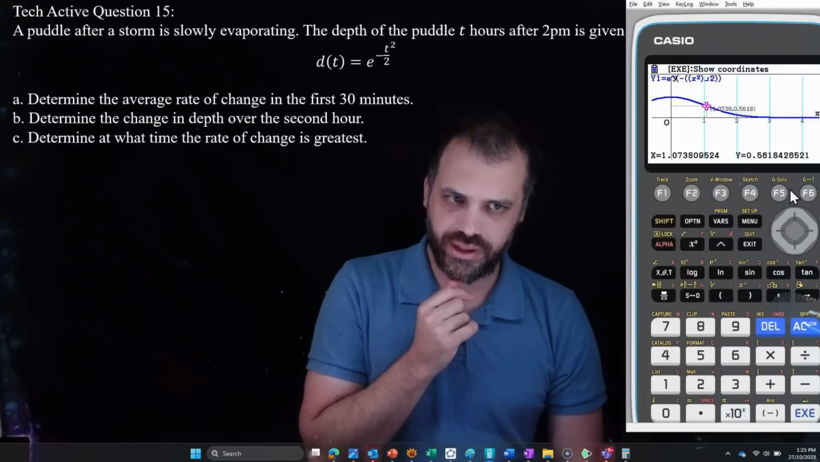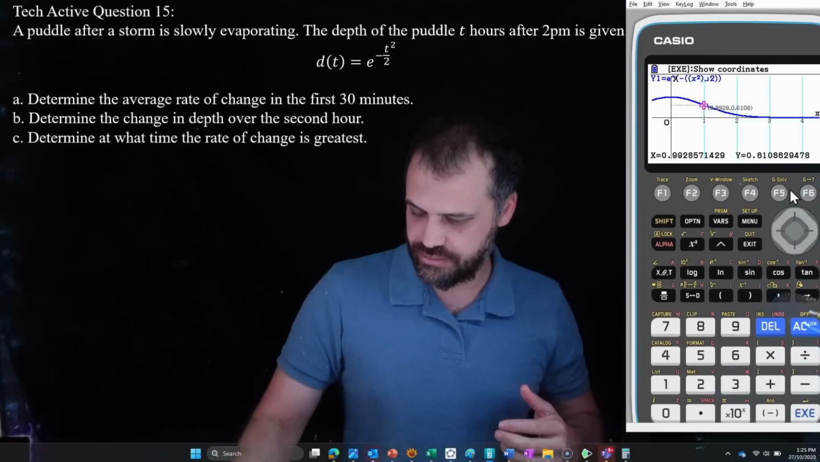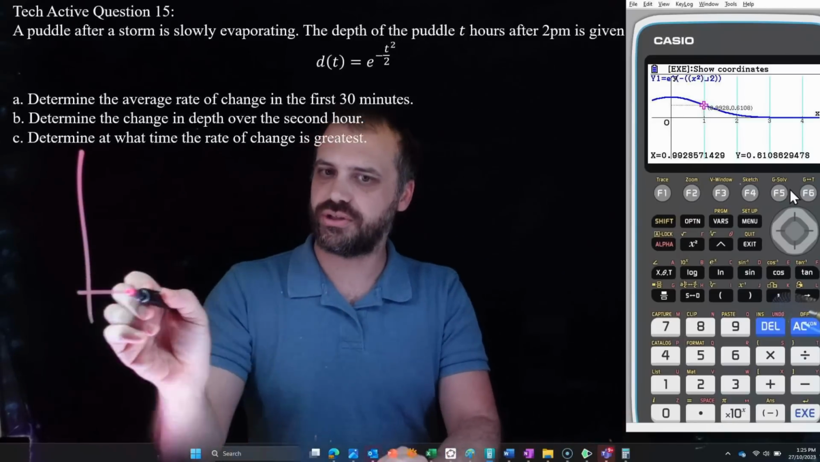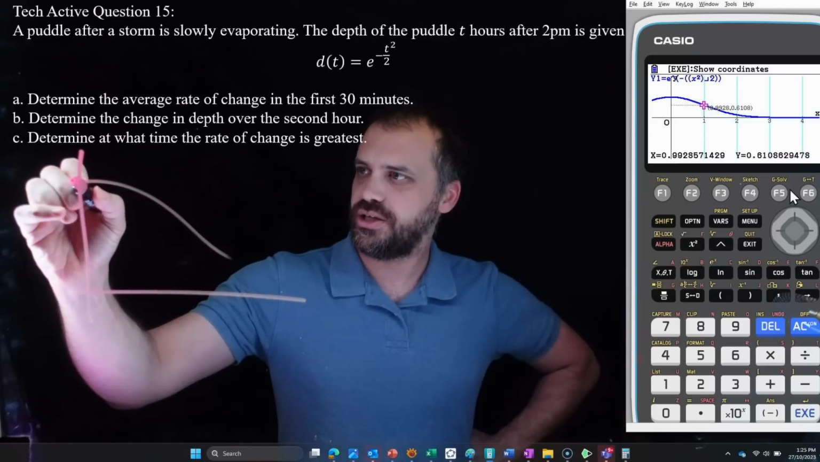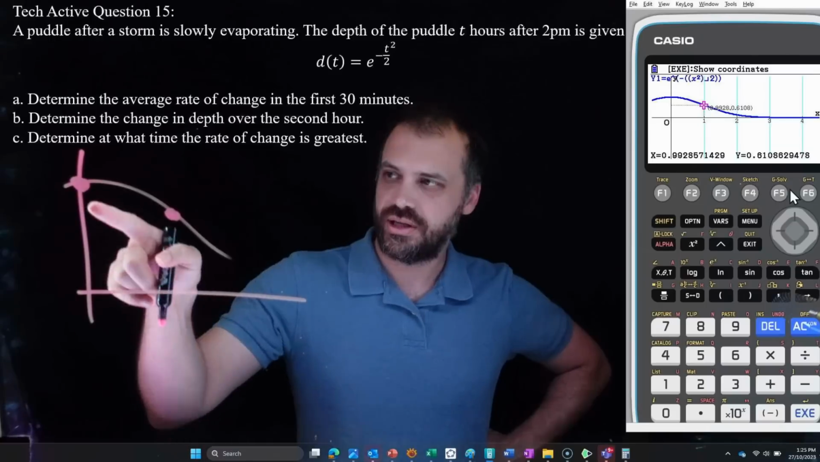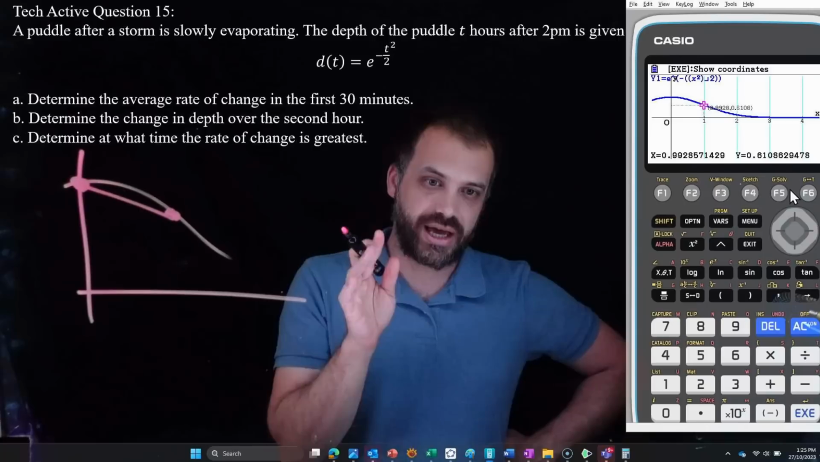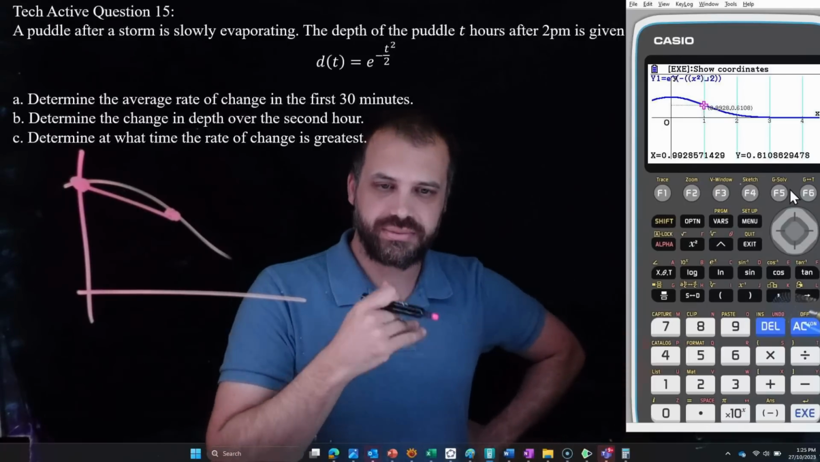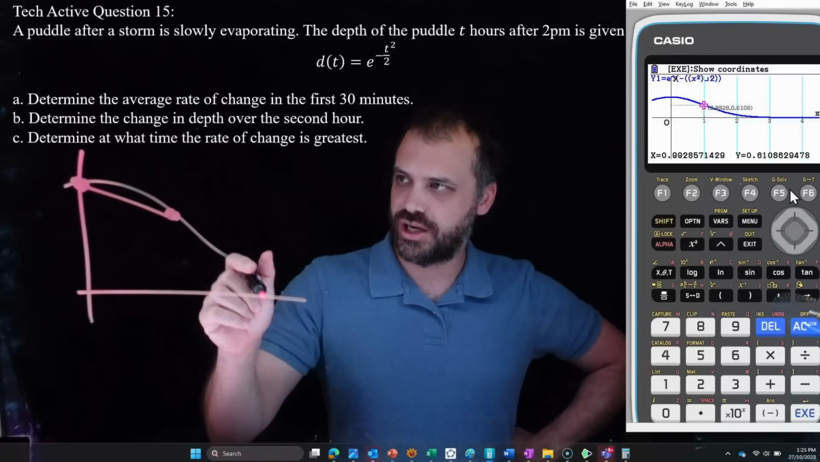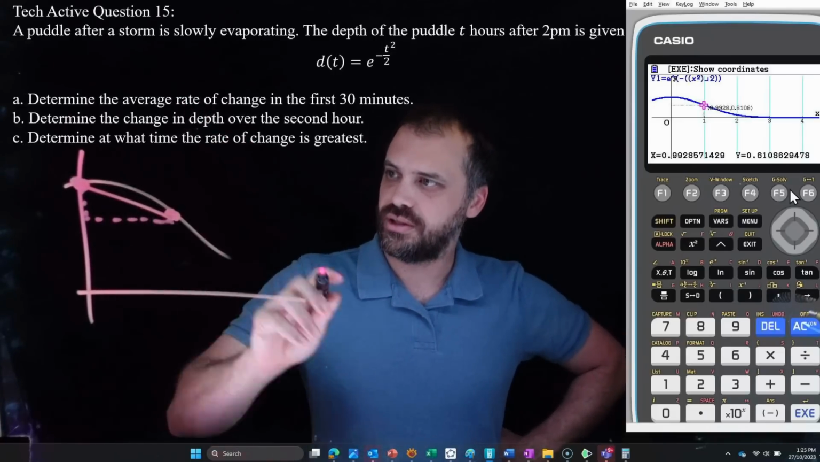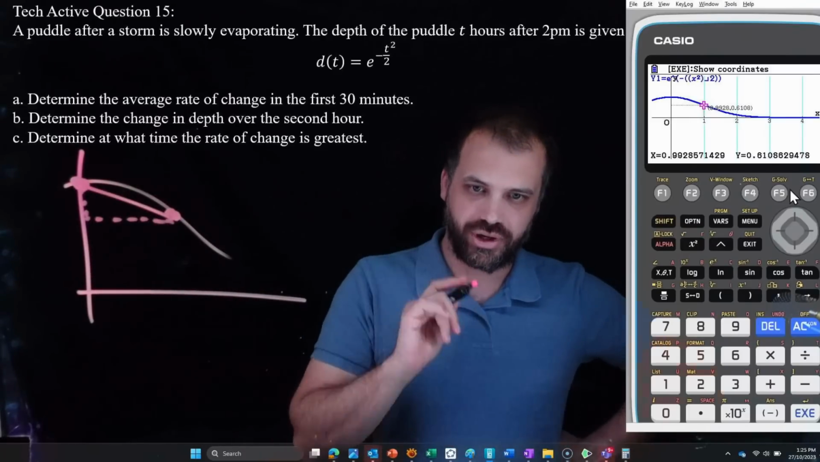Okay. Now, it says, determine the average rate of change in the first 30 minutes. So if you've got a graph that looks like this, the average rate of change between 2 points in the first 30 minutes, it's the gradient of that line. So don't make the mistake here of thinking you've got to do derivatives and things like this. If it says average rate of change, you've instead got to find, like year 9 maths, the gradient of that line right there.